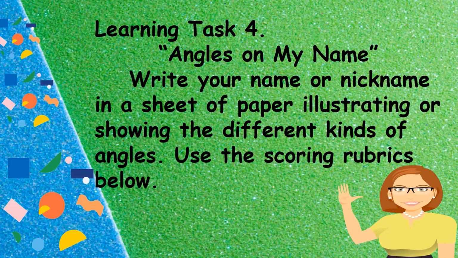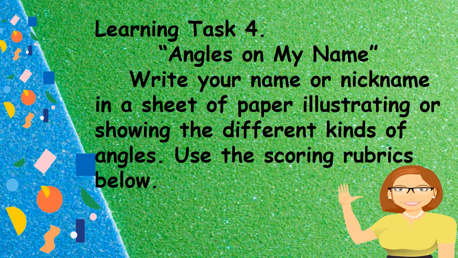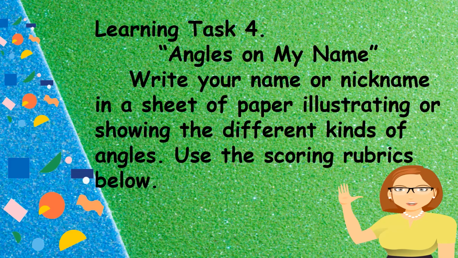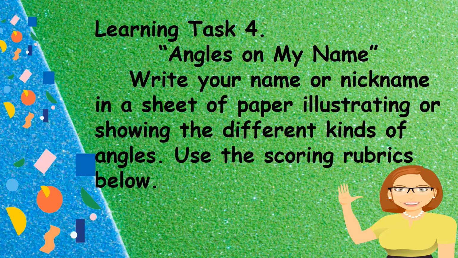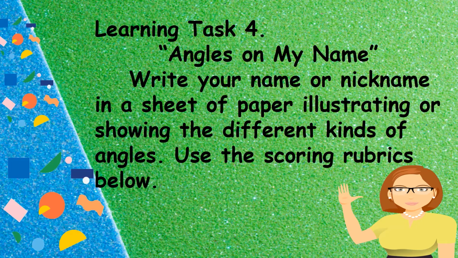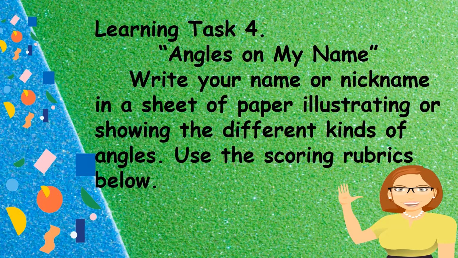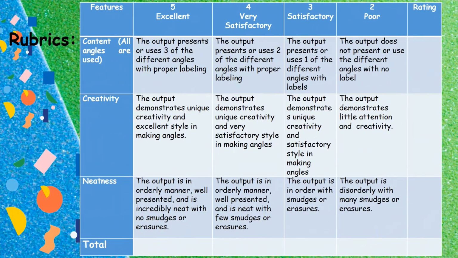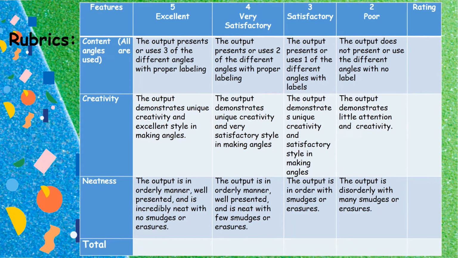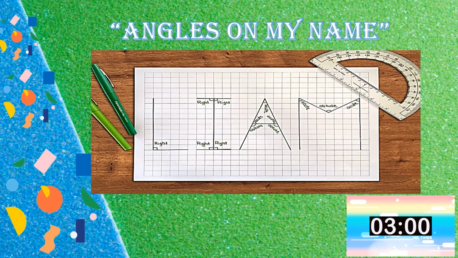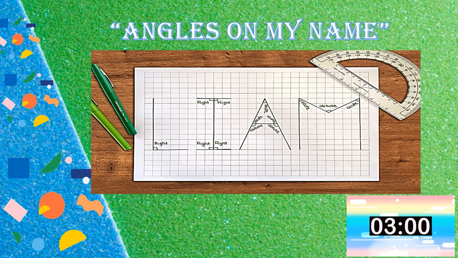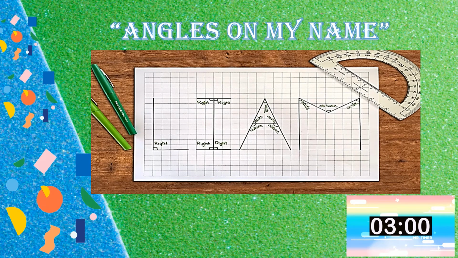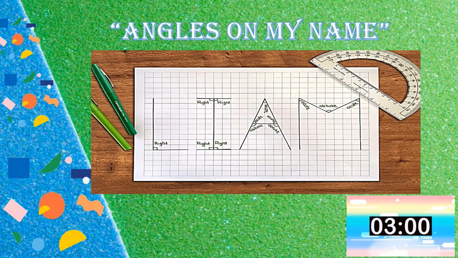For our learning task number 4, which is entitled Angles on My Name. You need to write your name or nickname in a sheet of paper illustrating or showing the different kinds of angles. You may see the example below. Here are the rubrics. I will give you 3 minutes to do this. And after that, you may submit it on our submission day.